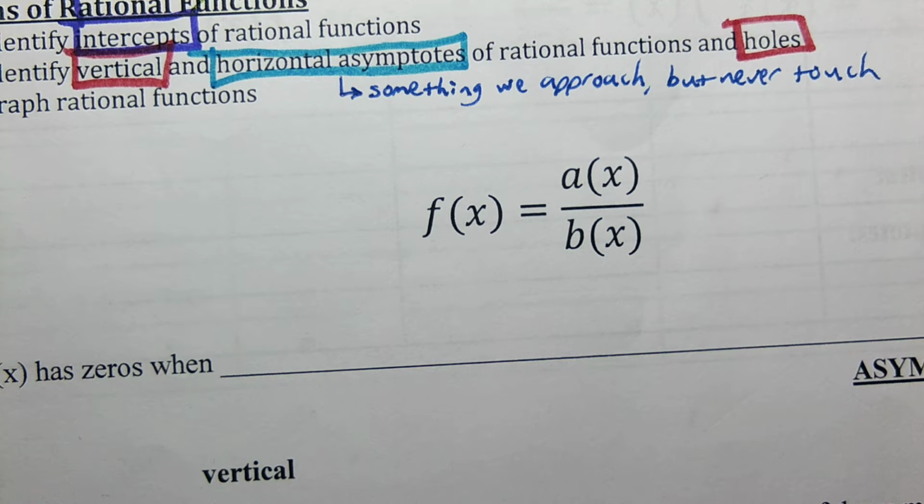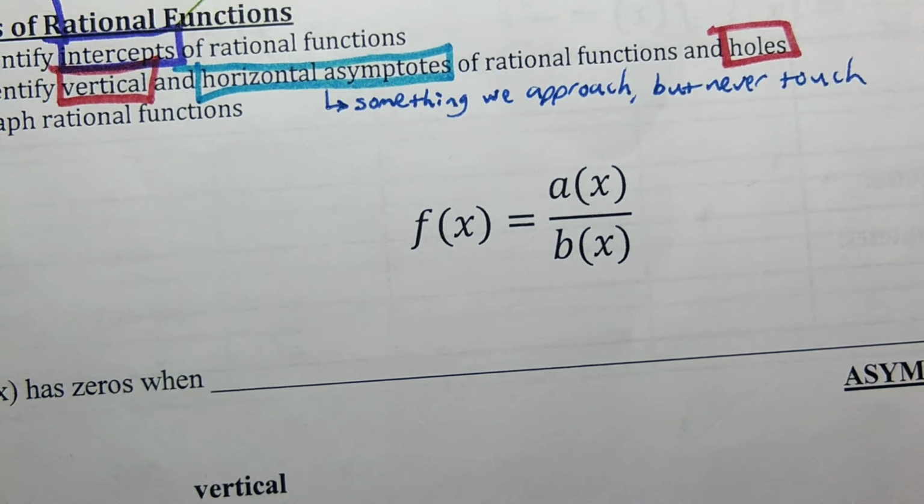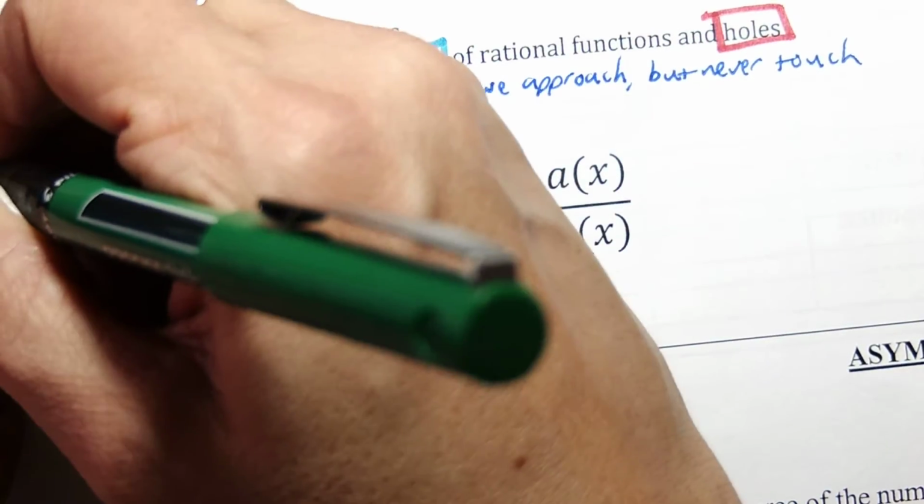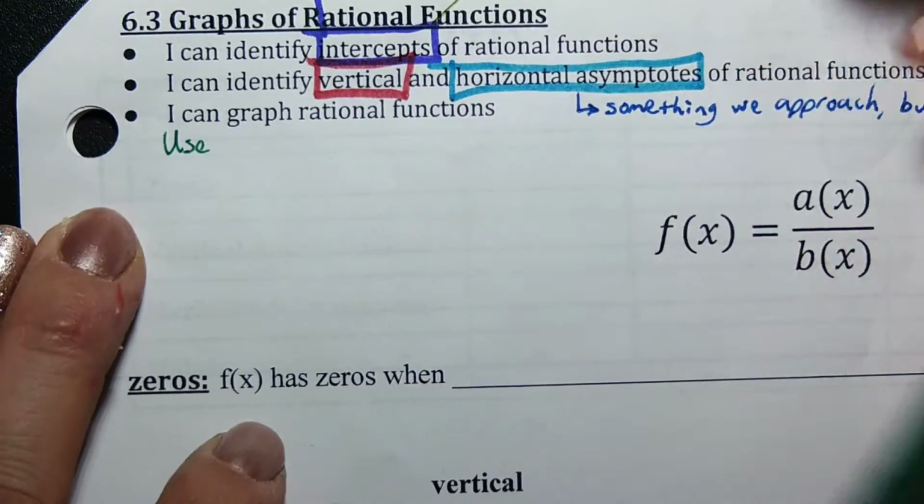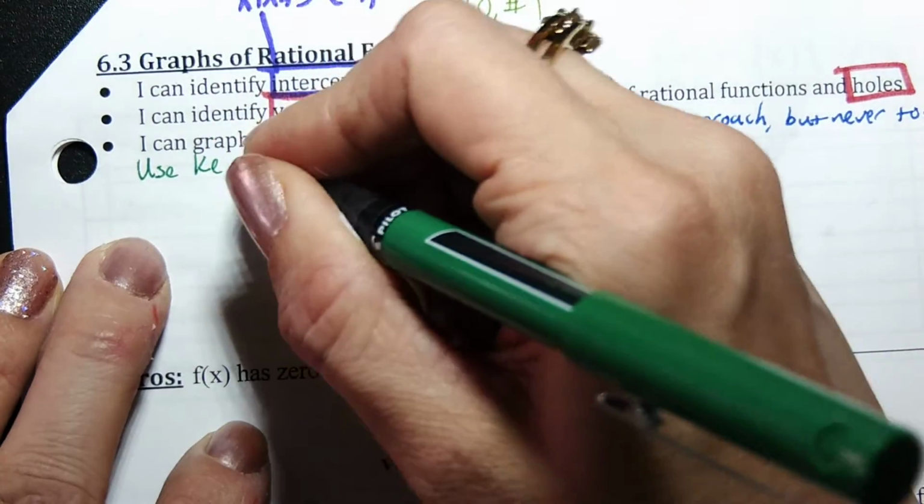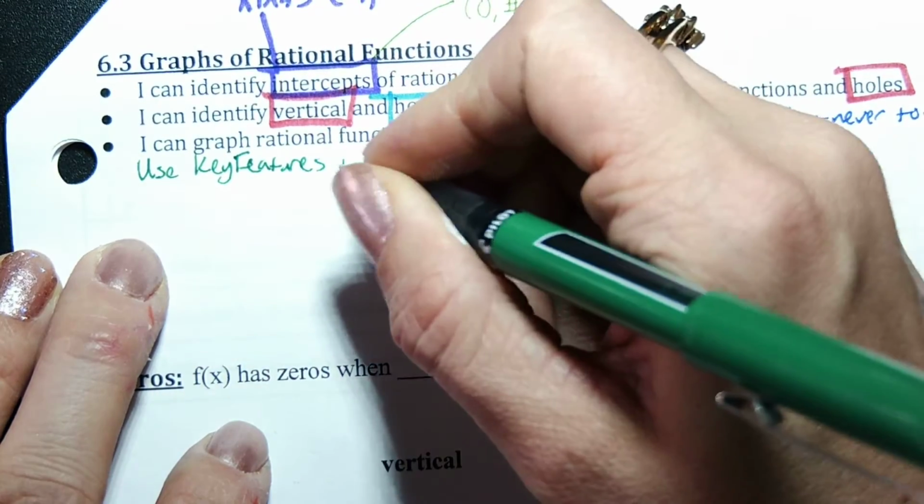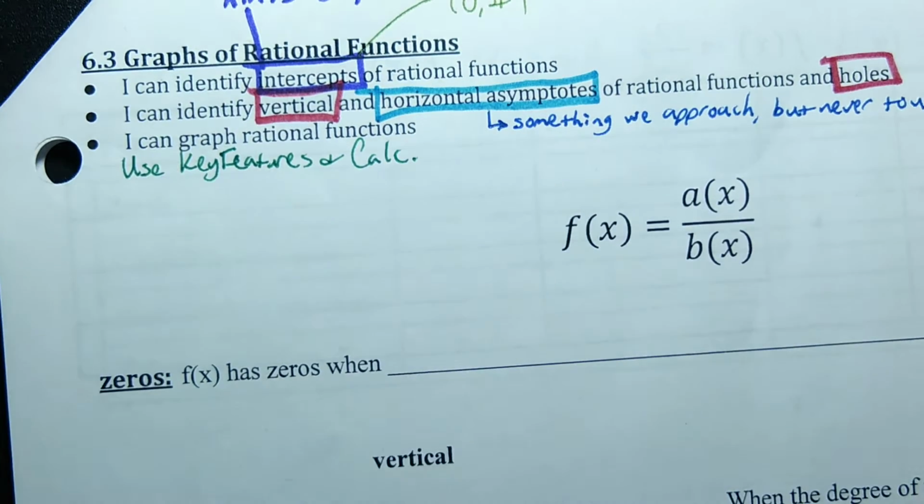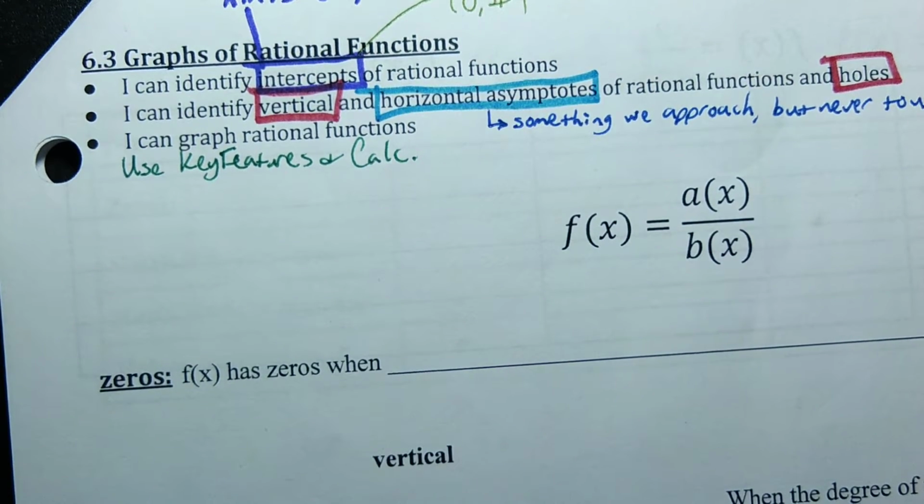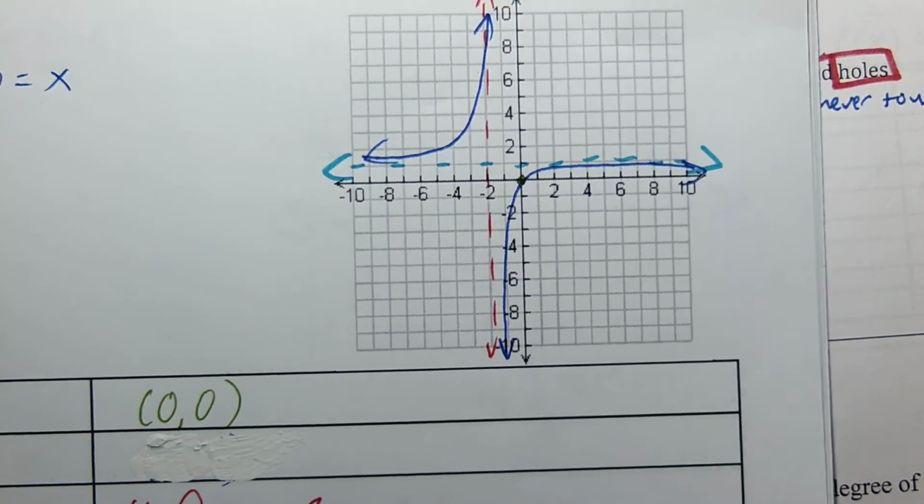And then step 3, graphing rational functions. I want you to write that we are going to use our key features. So use key features and calculator. So our key features will be our exact points, exact asymptotes, and then we will use our calculator to sketch what it looks like. And folks, I'll just show you some of the answers in the homework.